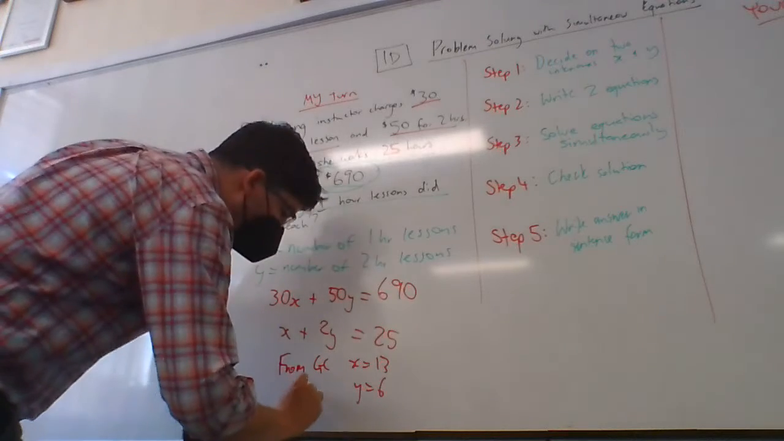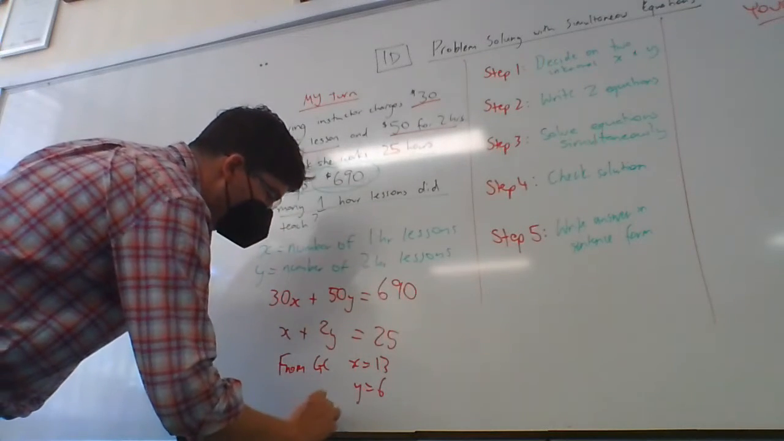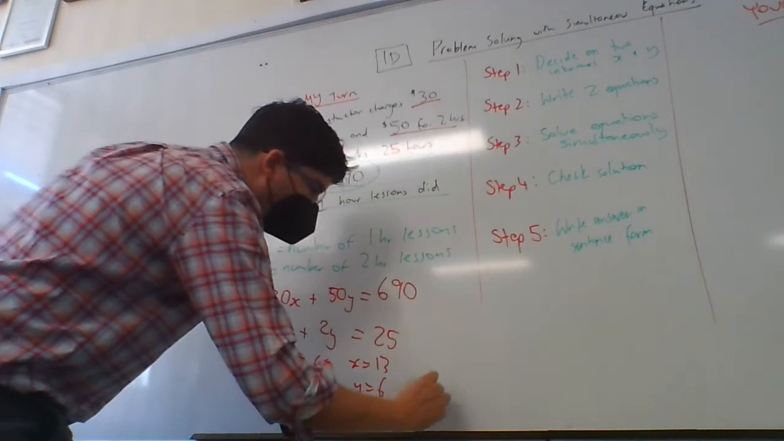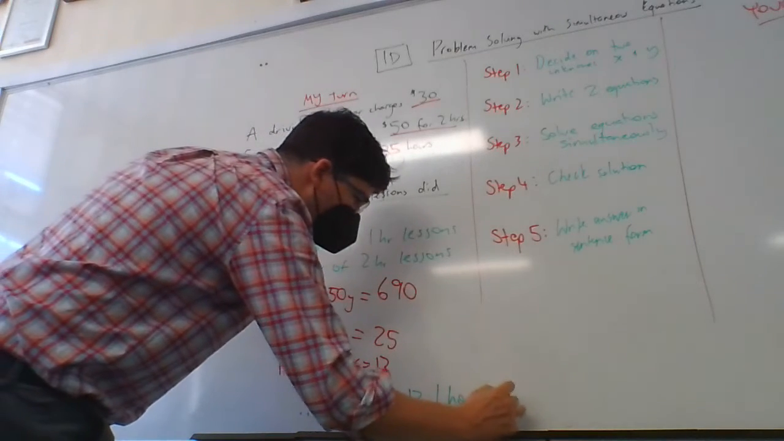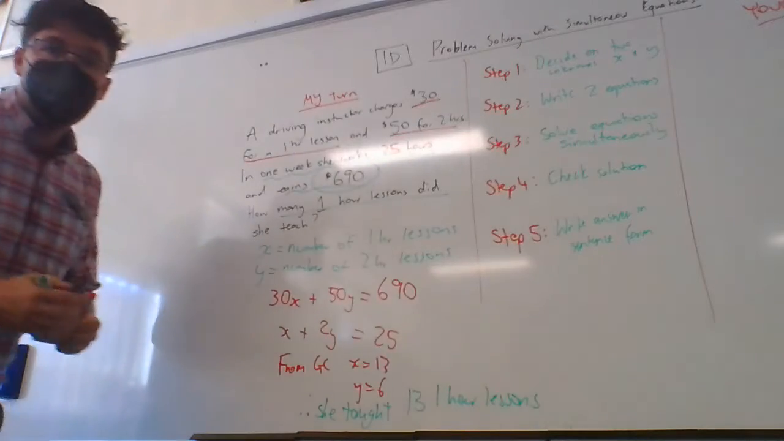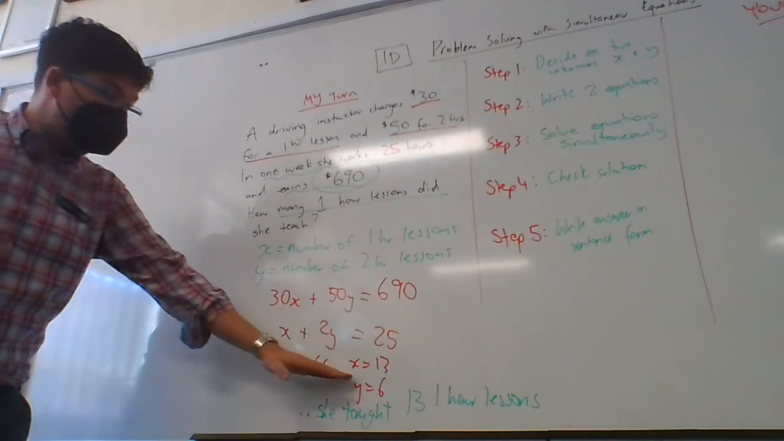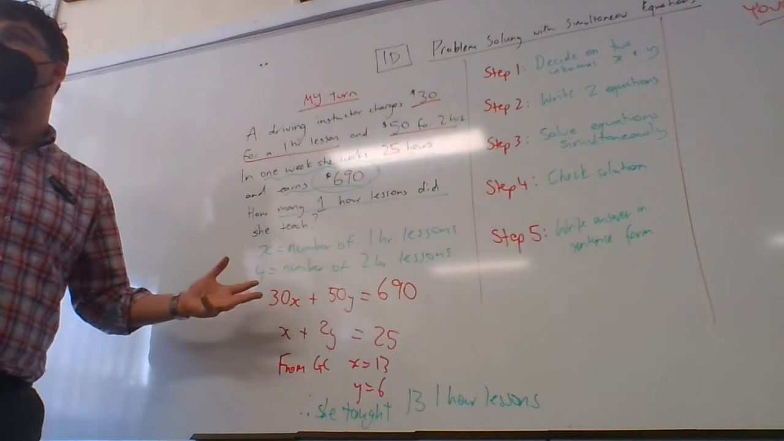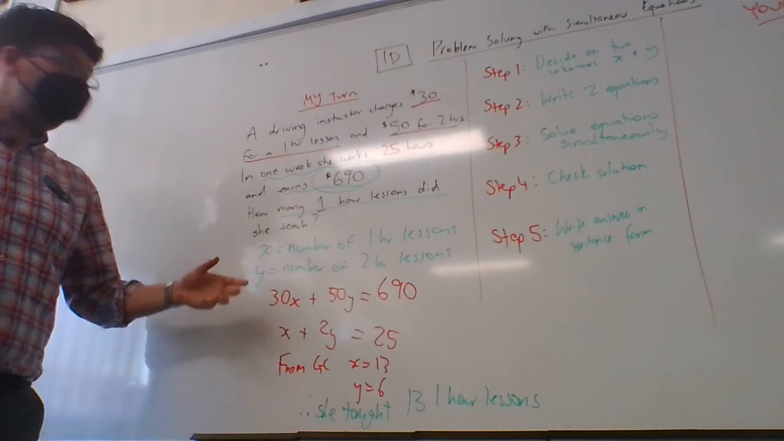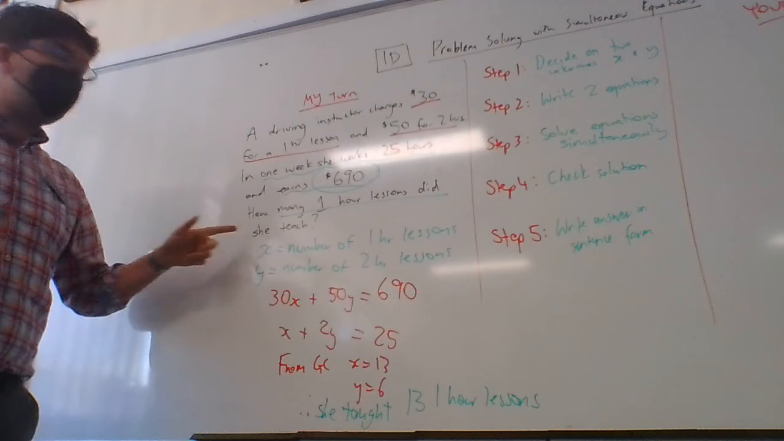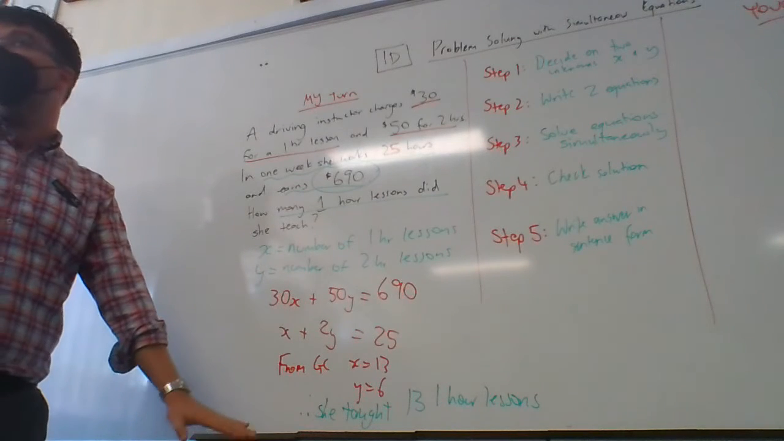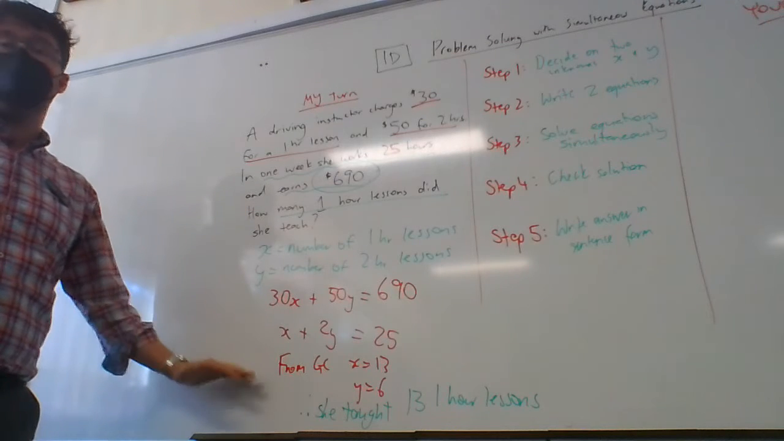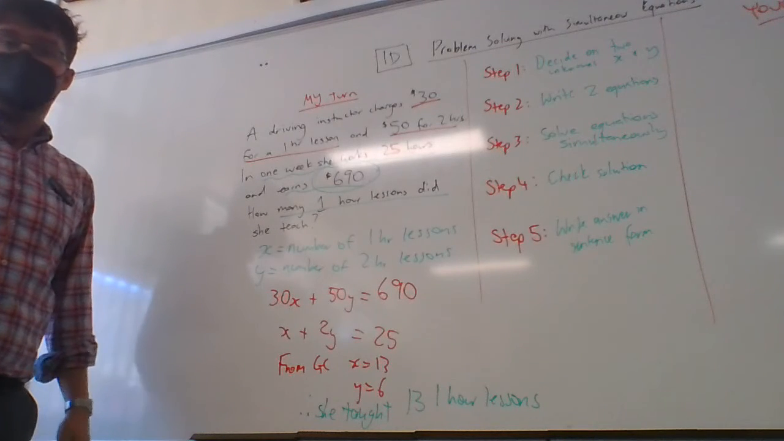You'd need to say, therefore, she taught 13 1-hour lessons. Why is it 13? Because x is the number of 1-hour lessons and x is equal to 13. Okay? The question was only asking about 1-hour lessons, so I'm not even going to write how many 2-hour lessons because the question was just asking that. I'm going to save my time and just answer the question. All right?